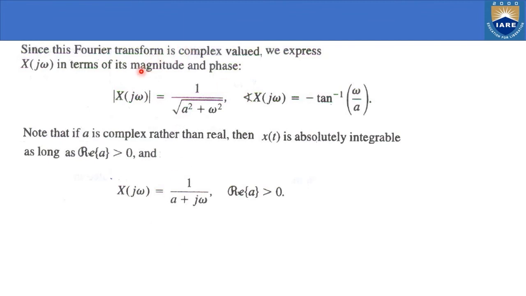Now the Fourier transform is complex. If I want to find the magnitude, this is the magnitude, 1 by a plus j omega. When I take the magnitude of this one, I will get this. And if I take the angle, the phase of this complex function, I will get minus tan inverse omega by a. So this is the imaginary term divided by the real term. So this is the phase. This is called the phase spectrum of the signal. This is called the magnitude spectrum of the signal.